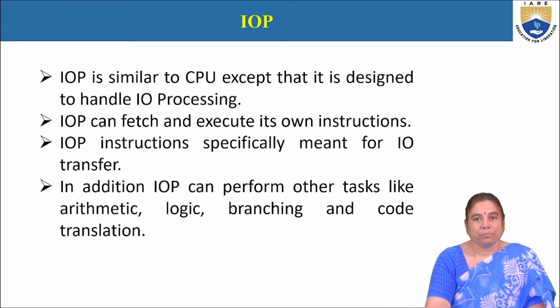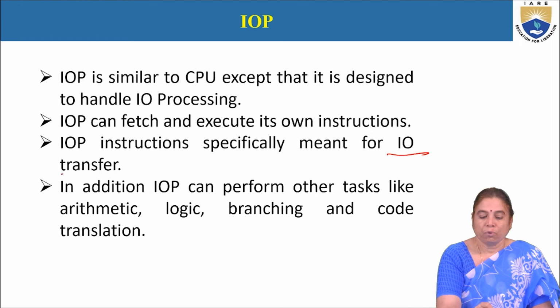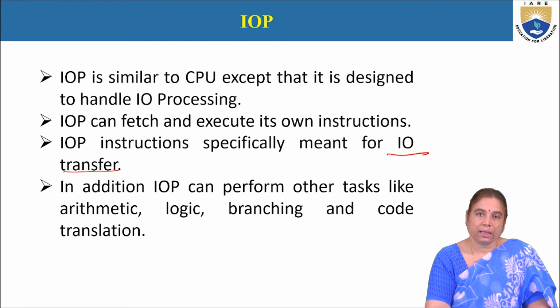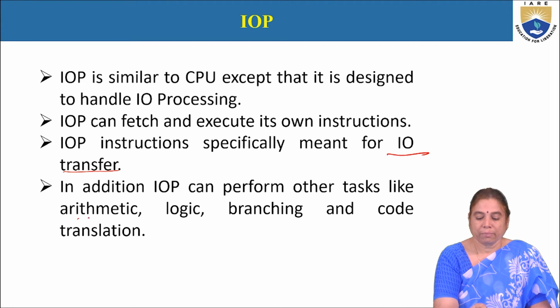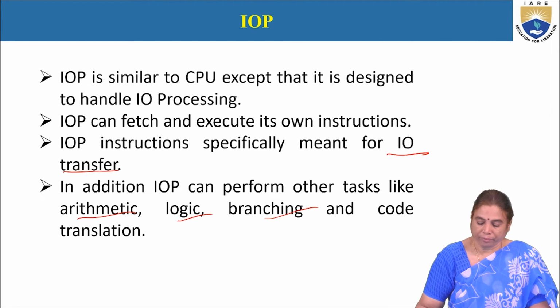So IOP is similar to the CPU except that it is designed to handle input-output processing. IOP can fetch and execute its own instructions. IOP instructions are specifically meant for I/O transfer. Only to facilitate the input-output data transfer, the special instructions can be executed by the input-output processor. In addition, IOP can perform other tasks like arithmetic, logic, branching, and code translation instructions.